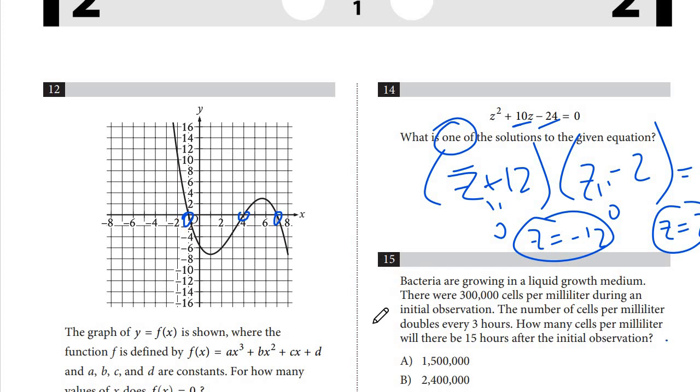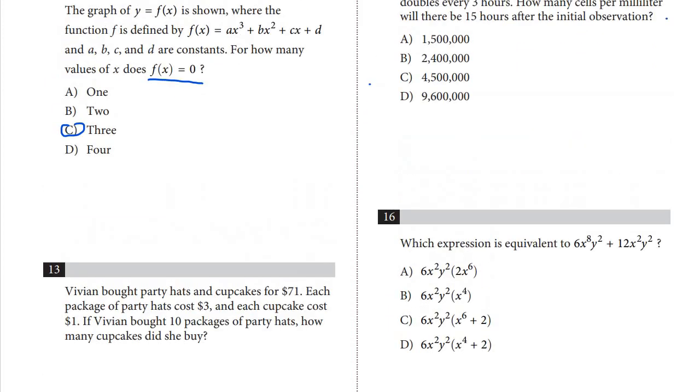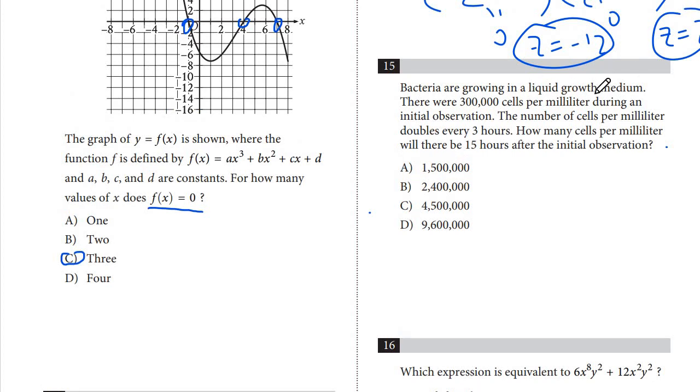Okay, let's move on. 15. The bacteria are growing. Let me scroll down. Bacteria are growing in a liquid growth medium. There were 300,000 cells per milliliter during an initial observation. Okay, that's your starting point. The number of cells per milliliter doubles every 3 hours.